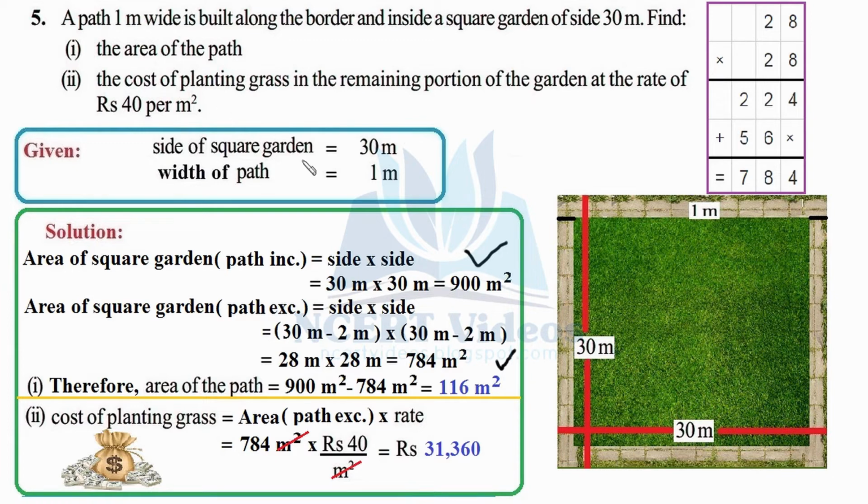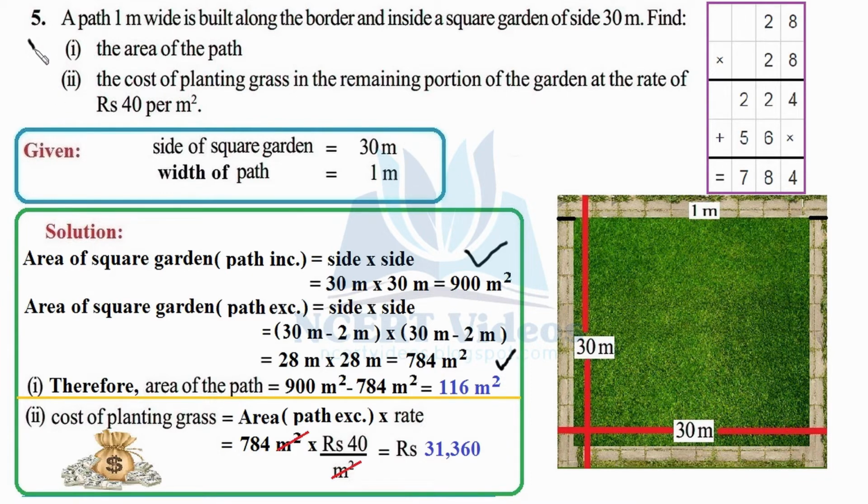So rate is 40 per meter square. So rupees 40 per meter square, meter square cancelled, only left is rupees. So multiply it. 4 4s are 16, 1 is carry, 8 4s are 32 plus 1 is 33, 3 carry, 7 4s are 28 plus 3 is 31, and fixing this 0 at the end. So rupees 31,360 are required in order to plant grass on this garden.